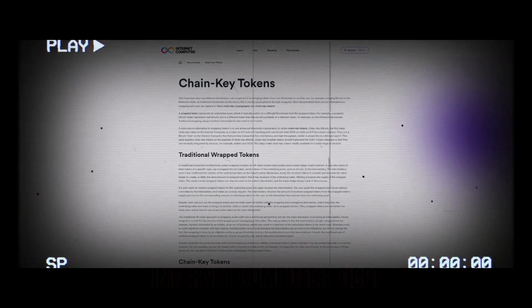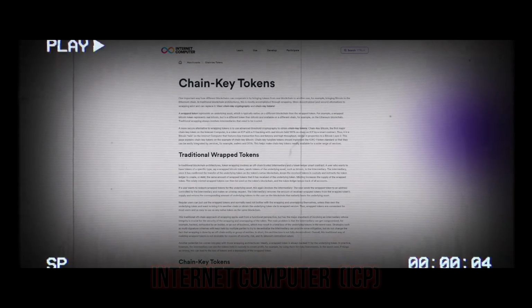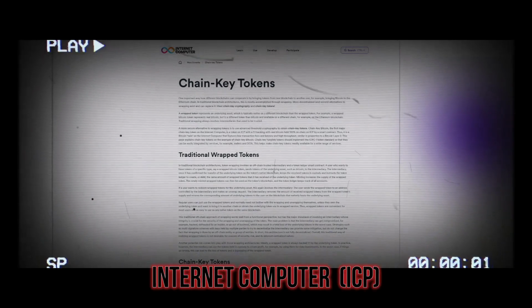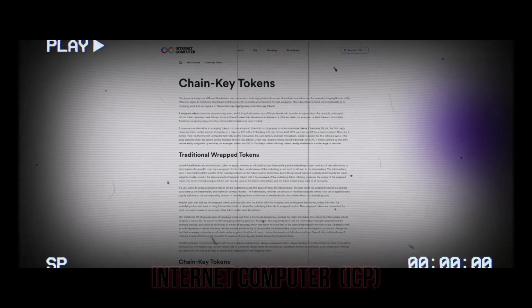Chain key fungible tokens should implement the ICRC-1 token standard so that they can be easily integrated by services, for example, wallets and DEXes. This helps make chain key tokens readily available for a wide range of services.